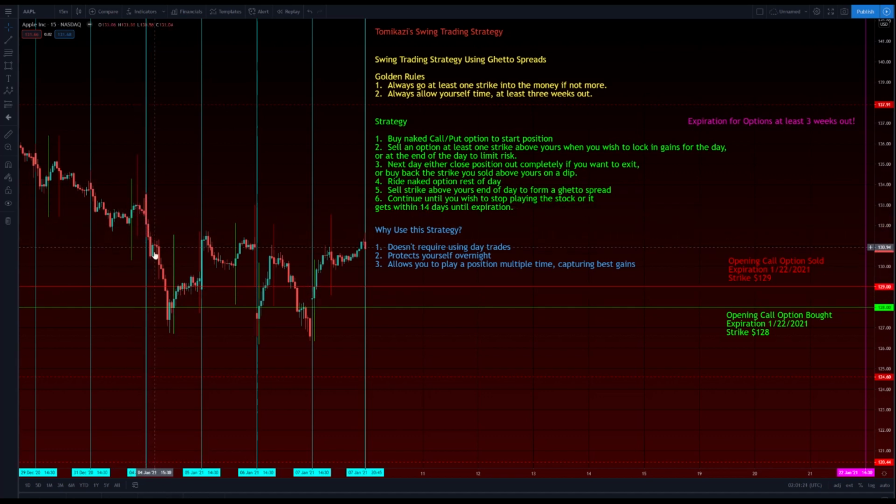Then you could ride this all the way down here and buy back your 129 for almost pennies on the dollar. On this green line, you're buying back the one that you sold up here, and then reselling it at the end of the day to lock in the gains for the day. You're basically just doing this over and over on entries where you'd normally buy a call. Instead of buying a new call, you're just buying back the leg that you sold.